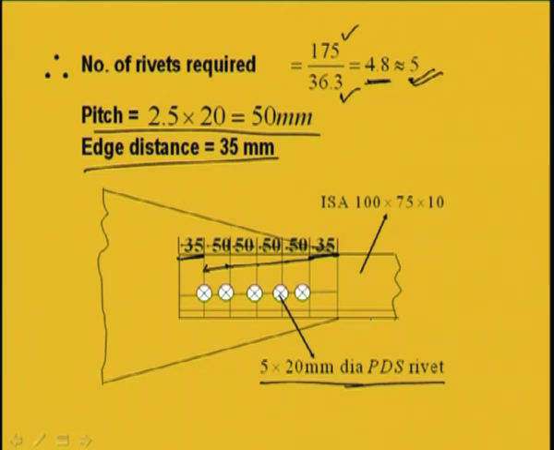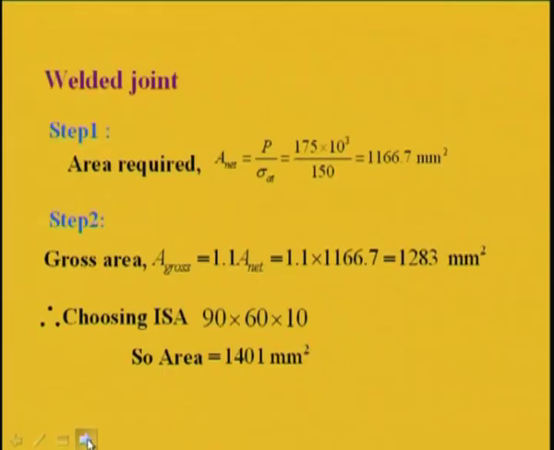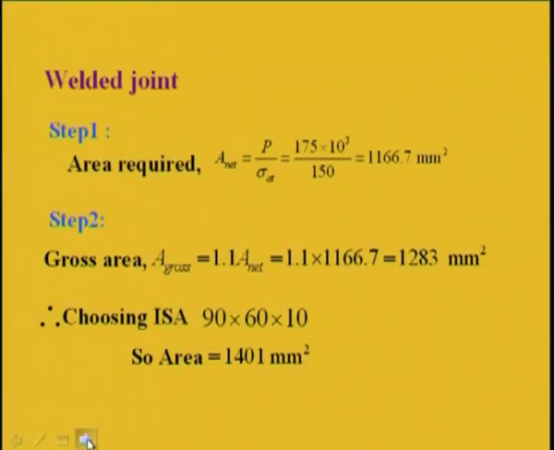This is the simplest design we have gone through. Next we will go one by one, to the complicated ones. Okay, now we will go for welded joint. So the same problem we will go through with a welded joint. In case of welded joint, again we will see how to find out.